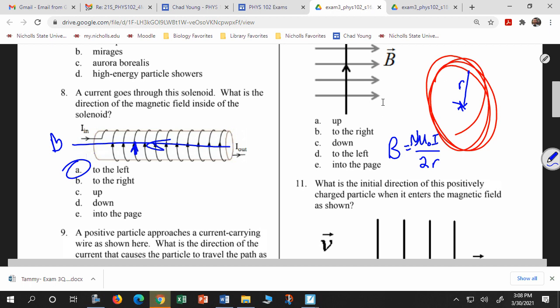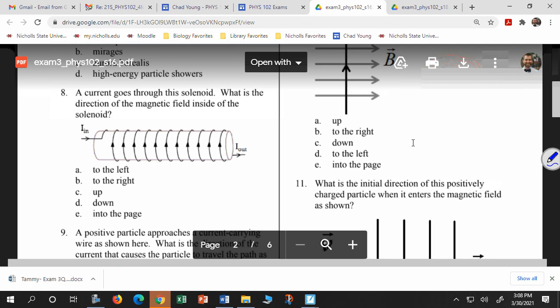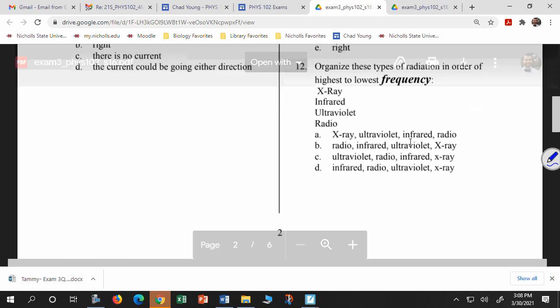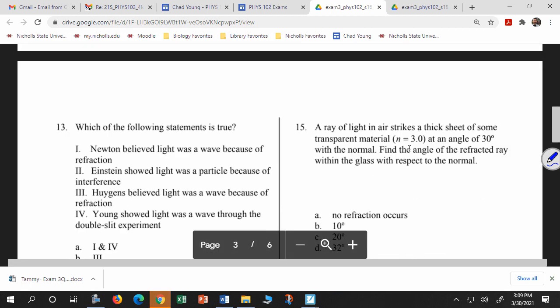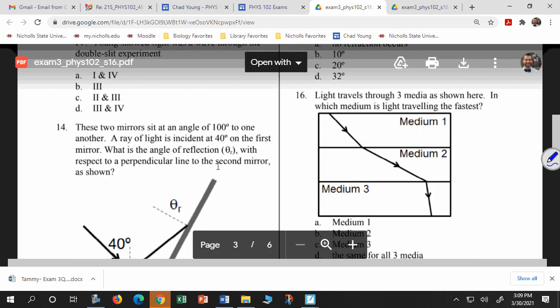All right, what other questions we got? I can sort of scroll through this. Don't forget your light stuff. You're going to have electromagnetic spectrum. You're going to have the nature of light. You're going to have refraction.